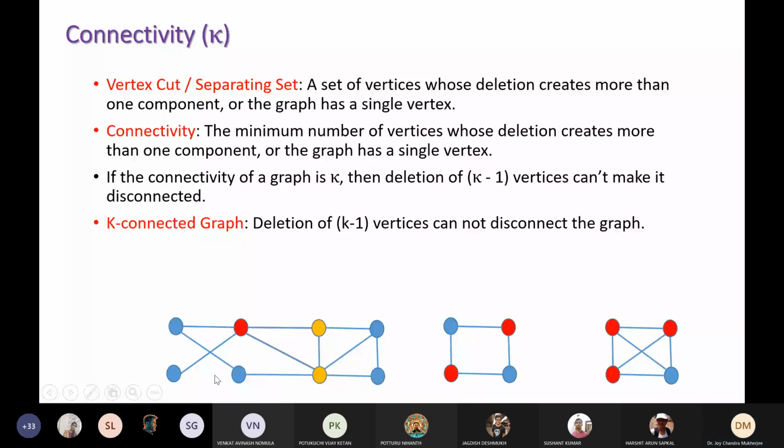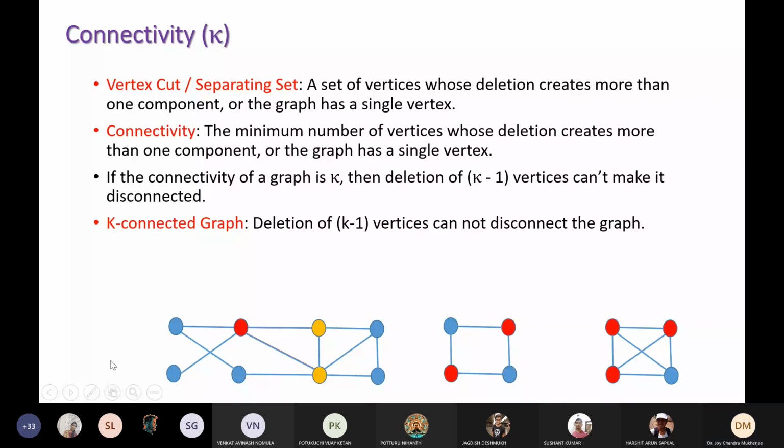So suppose this is a 2 connected graph. You have to delete these two to make it disconnected. If it is a complete graph, then this definition comes: the minimum number of vertices whose deletion creates a graph having a single vertex. So यहाँ पे 3 vertex delete करने के बाद ही एक single vertex मिलेंगे. So connectivity of complete graph Kn is basically n minus 1.